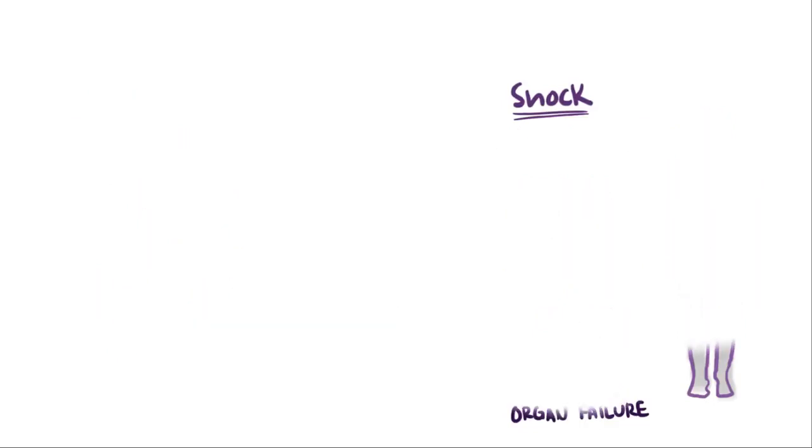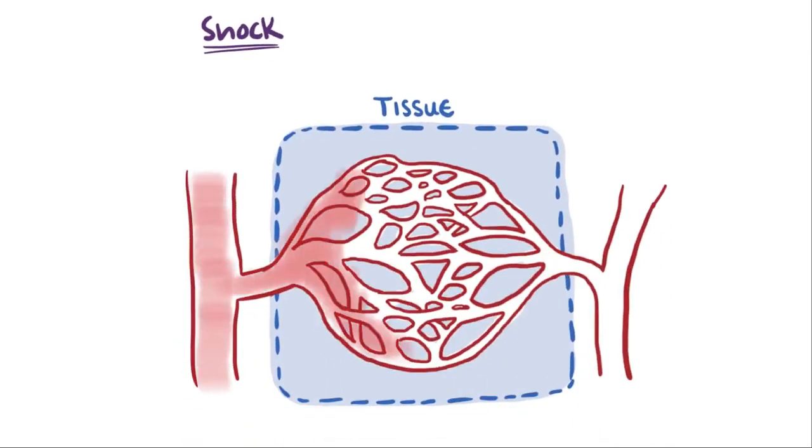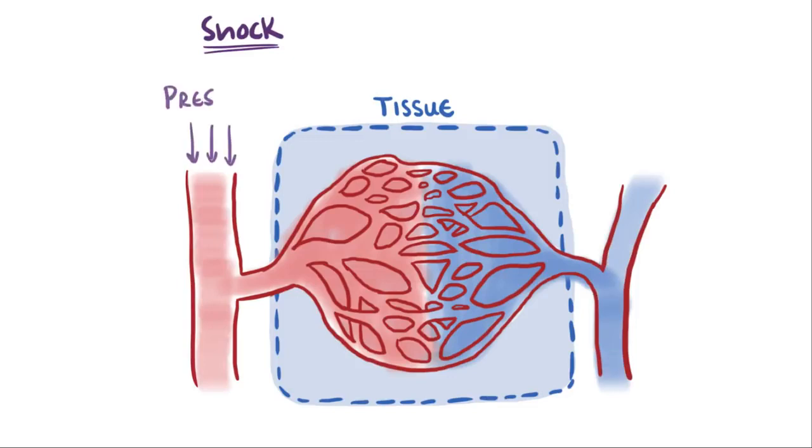Okay, so with shock, the body's tissues aren't getting enough oxygen via the blood, right? Normally, blood perfuses through tissue and delivers oxygen because there's enough pressure in the circulatory system to push it through. So blood pressure is a major determinant for the amount of blood perfusing through tissues.